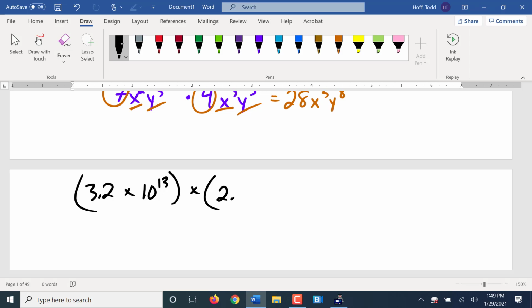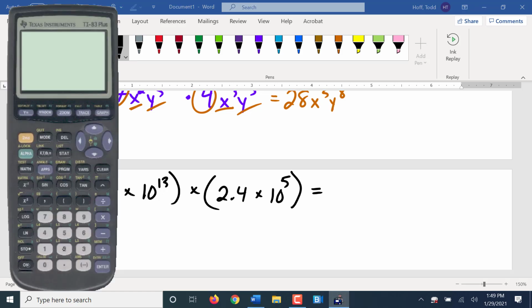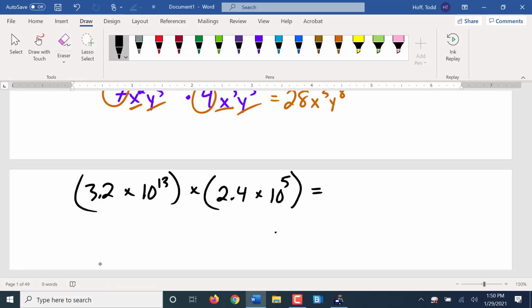Times 2.4 times 10 to the 5th. It doesn't matter that they have different names. We're going to multiply the counts. 3.2 times 2.4 is 7.68. Then we combine the names. That's 10 to the 13th times 10 to the 5th, 10 to the 18th. We combine the powers. We add the powers.